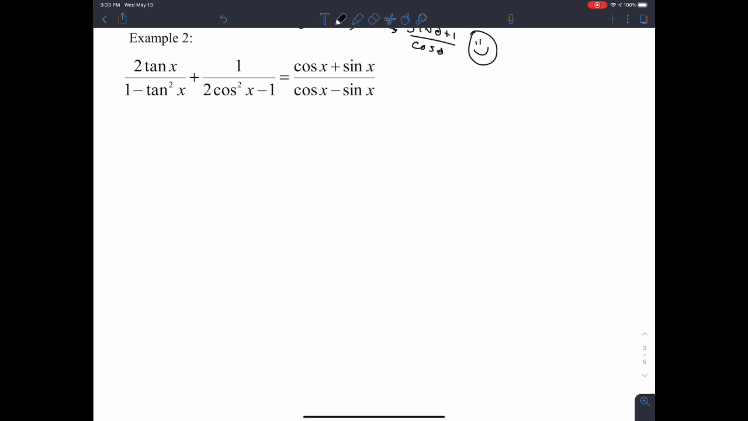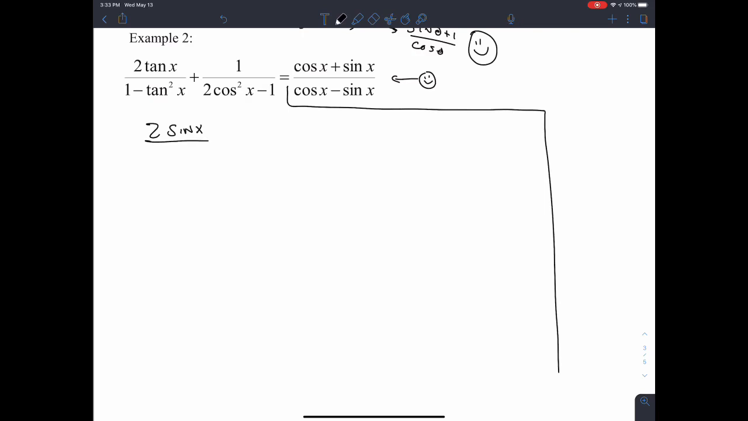On the right-hand side, I have a really nice fraction. This one's very pretty, so I'll just put my happy face right away. But on the left side, I think it's just a matter of combining terms. So for the first fraction, I'm going to write 2 sine x over cosine x all over 1 minus sine squared x over cosine squared x plus, and again, I'm going to do a little fancy math trick on the second fraction, and let me show you why.